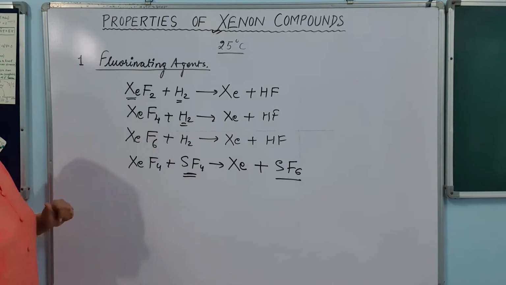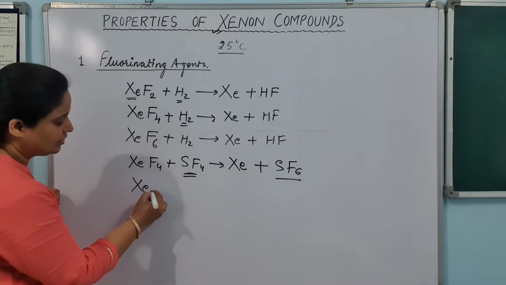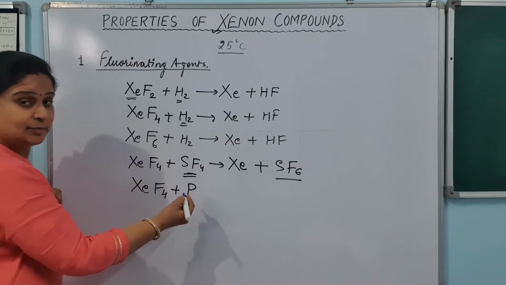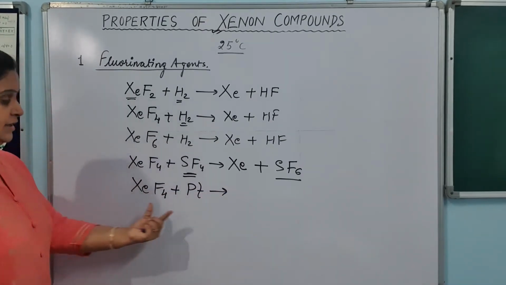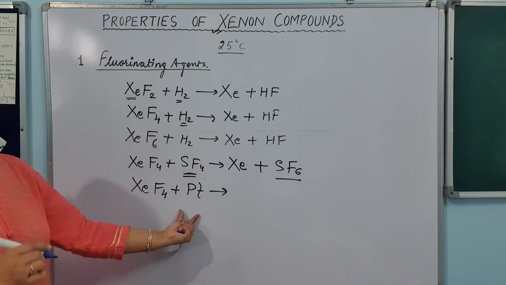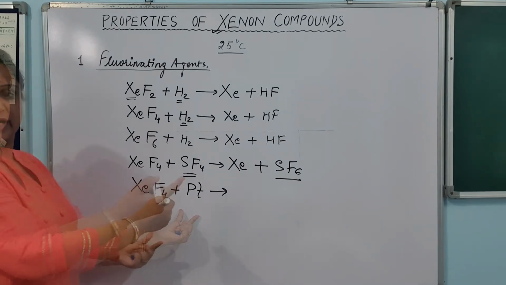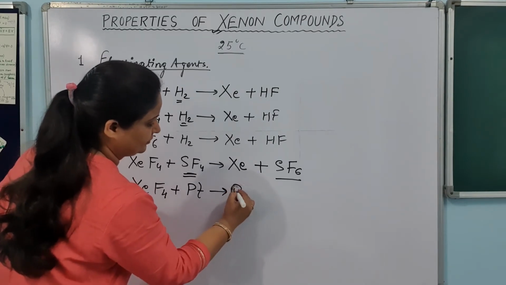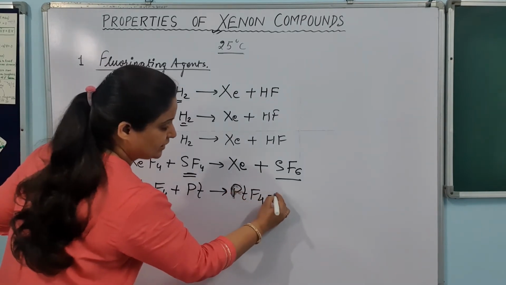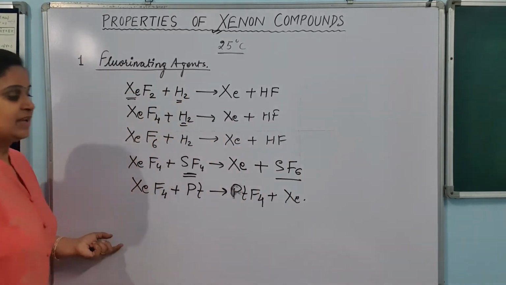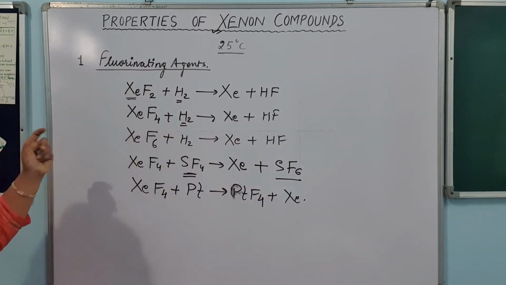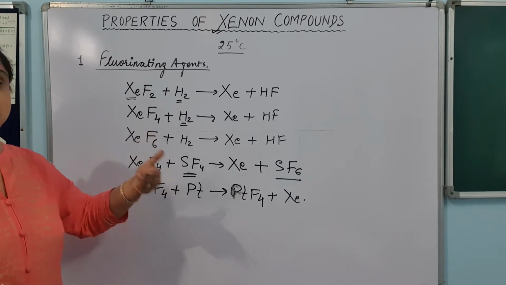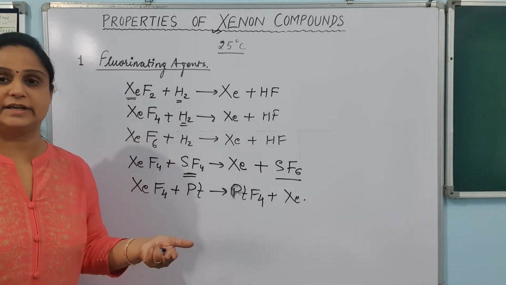One more same kind of reaction: I am taking here xenon tetrafluoride. Then I am going to react it with platinum. So what will happen? Platinum will be fluorinated and xenon will remain free. So this way you can see that this is working as a fluorinating agent. Fluorinating agents, which fluorinate others, which add fluorine to others, are called fluorinating agents.